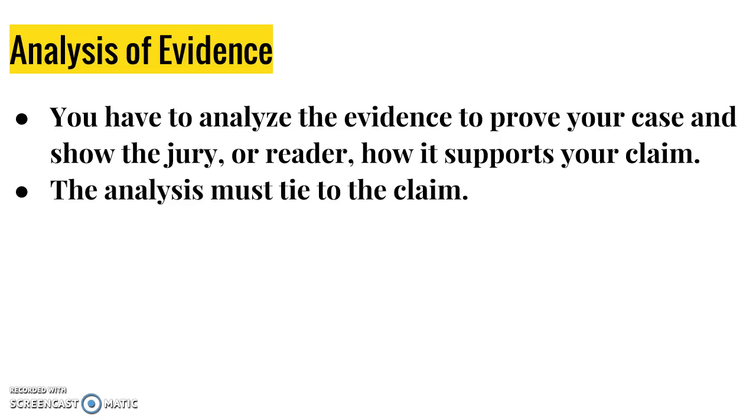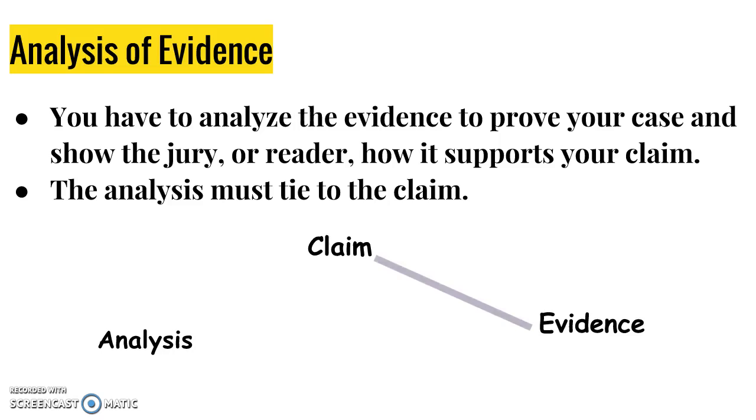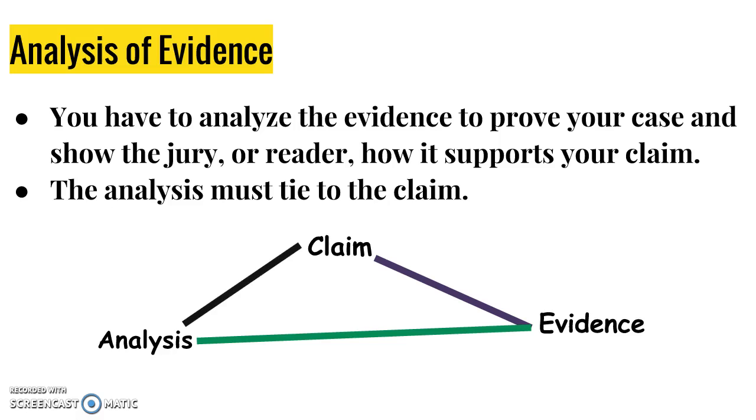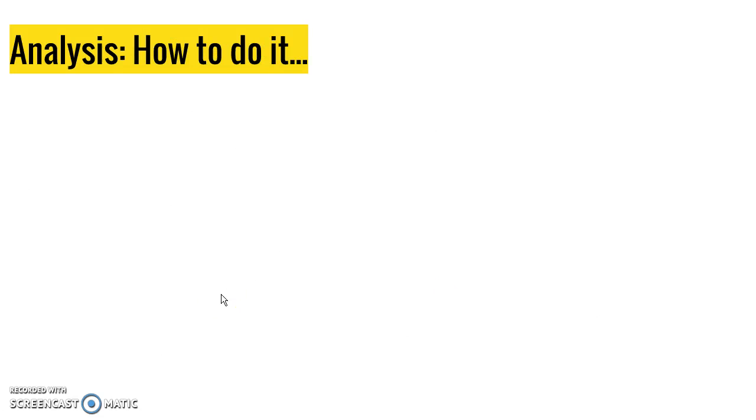The analysis must tie to the claim. Here's what I mean by that. You have your claim. Now you're going to have your body paragraph, and so your topic sentence, but you'll put in some evidence. And then you need to analyze the evidence. So you're putting the evidence, analyze the evidence. The analysis has to go back to the claim. All right? It has to go back to the claim. You can't just leave it go and say, here's my analysis. Tie it to the claim. Again, connect the dots, make it clear to the reader.